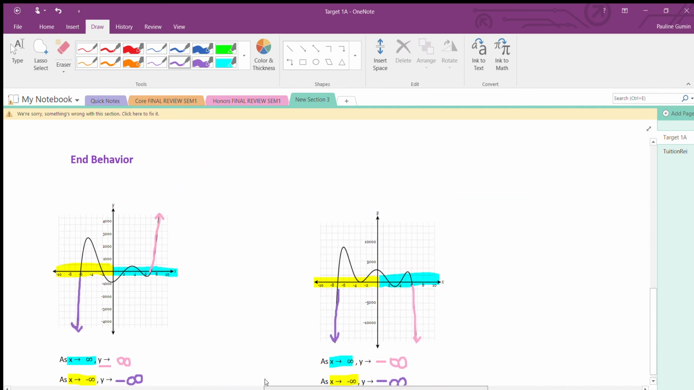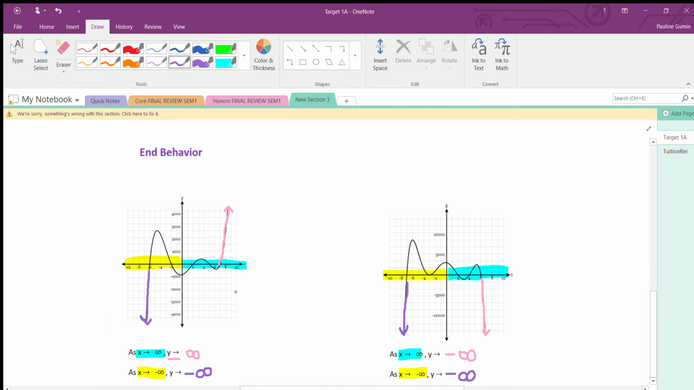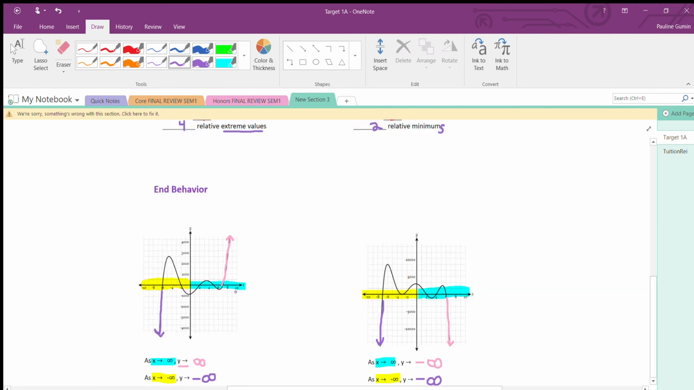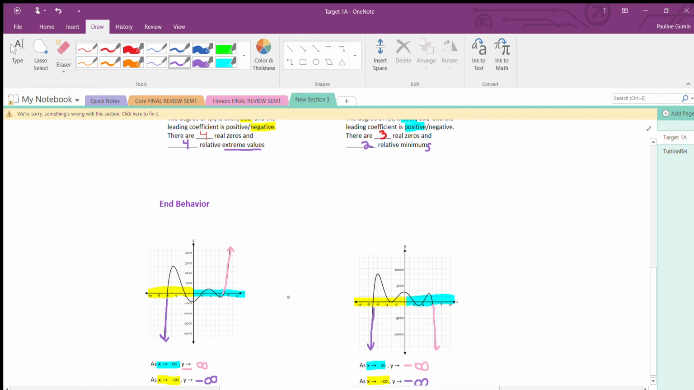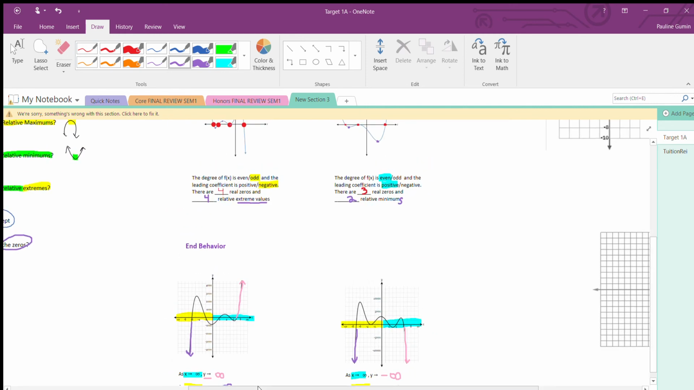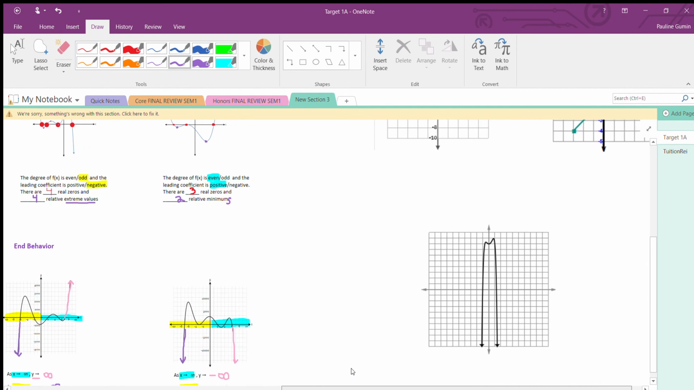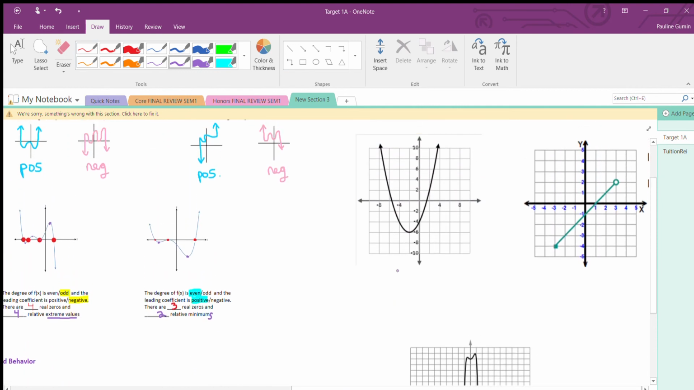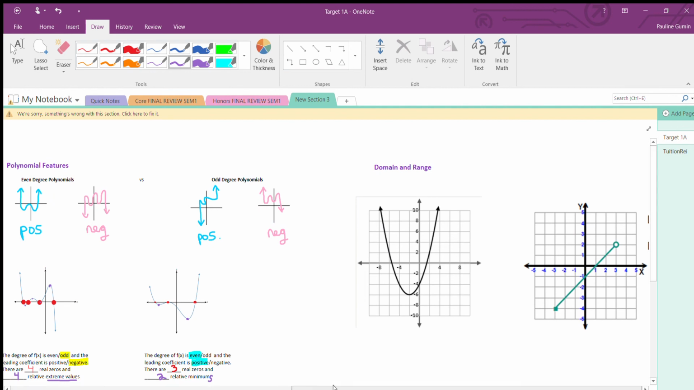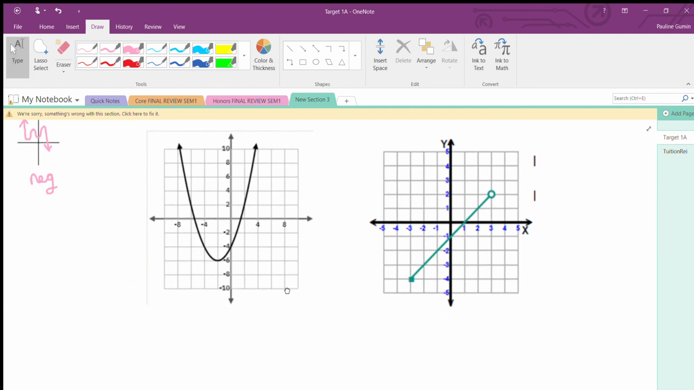Okay. Now, we talked about the directions of the arms, what they're approaching. We're going to put it all together and also talk about the last feature of our polynomials, which are their domains and ranges. Okay, so just as a reminder, our domain talks about our x's and our range talks about our y's. Okay, so let's keep that in mind as I go over this.